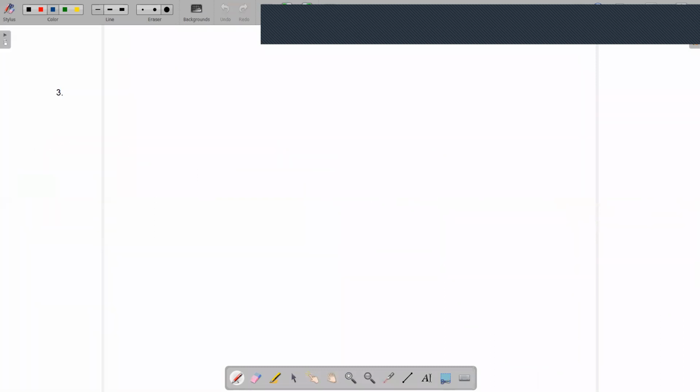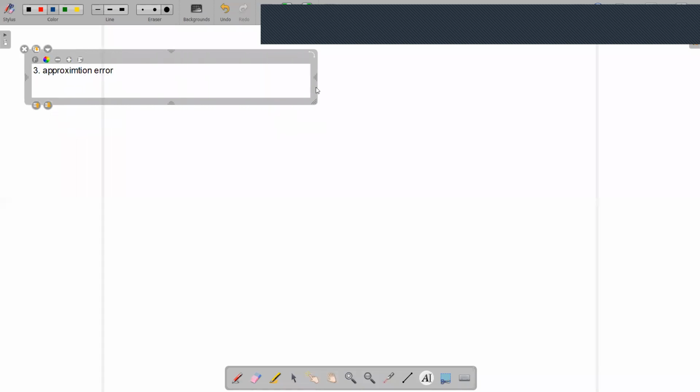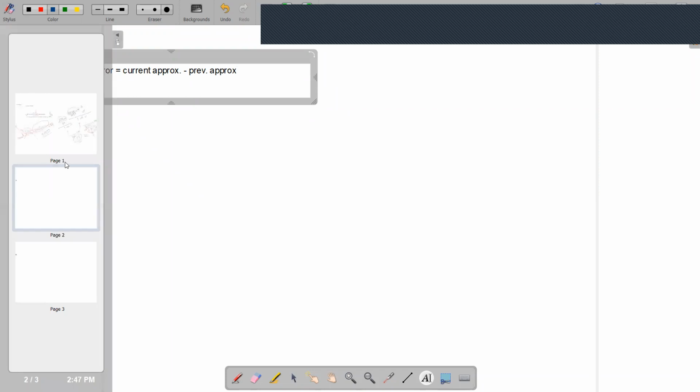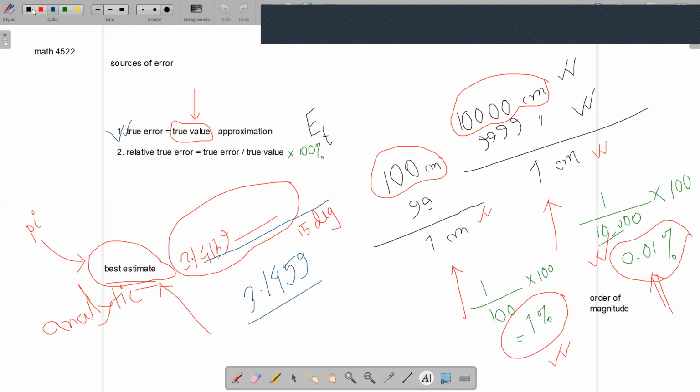Number 3 is your approximation error. So what is the approximation error? That is the current approximation minus the previous approximation. One other thing: this is represented as epsilon of A. This one, the relative true error, is epsilon of t. This is capital E of t. This is epsilon of t.